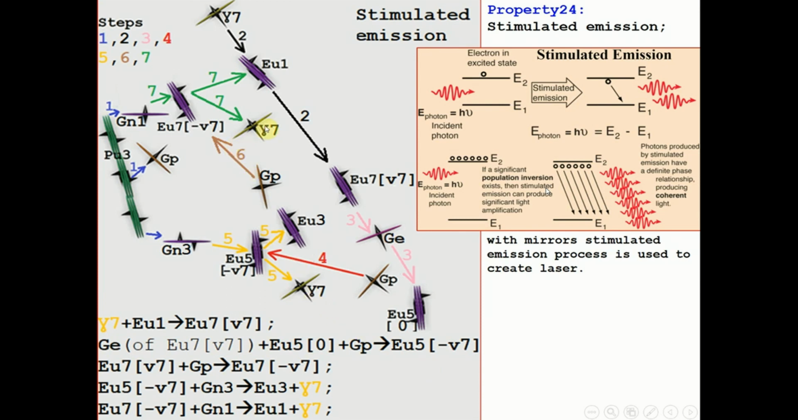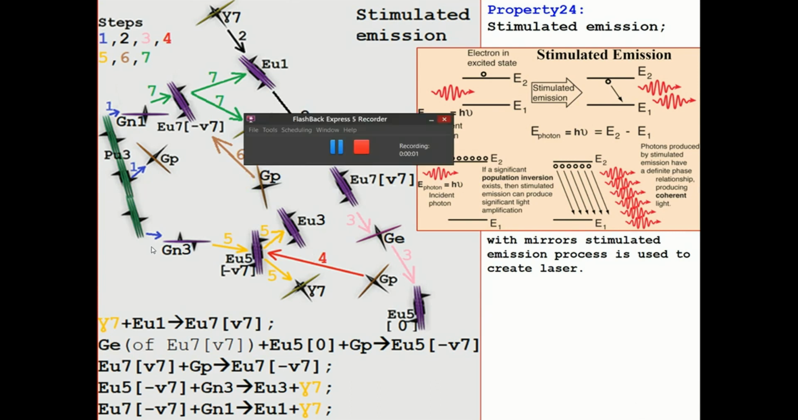And because this process is very fast, these two photon 7 are emitted at the same time point and in the same phase. So we got coherent light. With mirrors, this stimulated emission process is used to create laser.